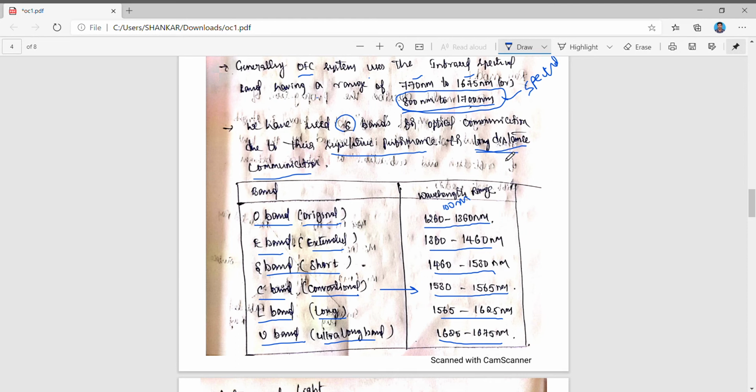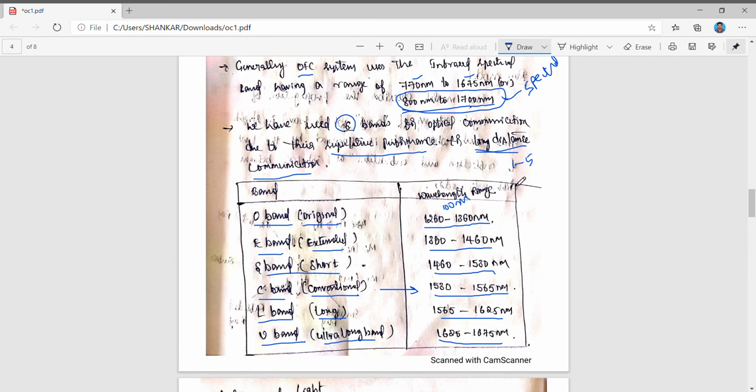So what is the main purpose of our systems? We have to transmit the data. I will give an example here. Suppose you want to communicate with your friend, and maybe he is at a distance of 1 to 5 meters from you.